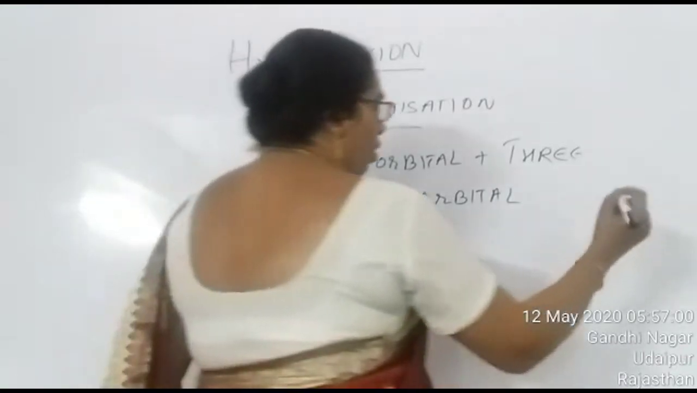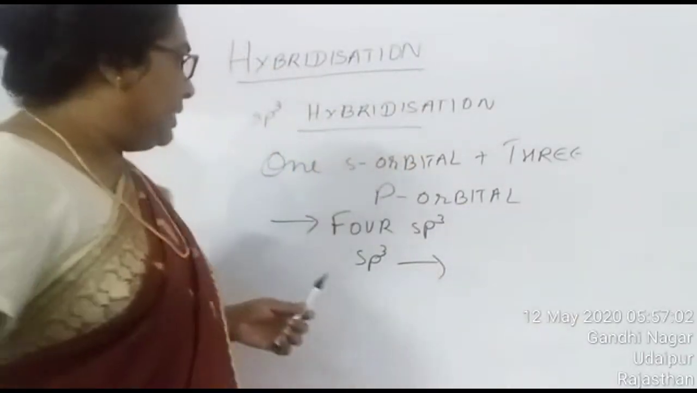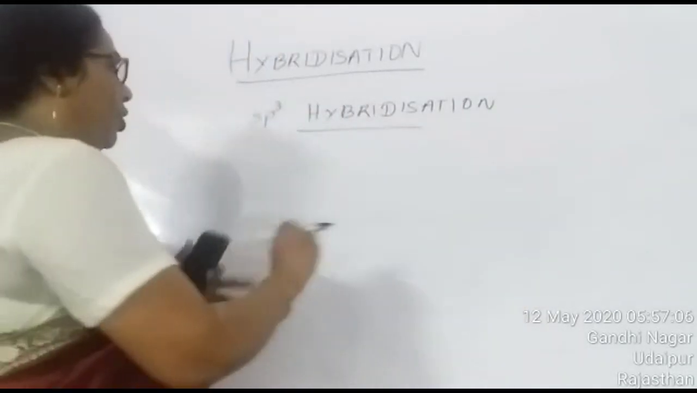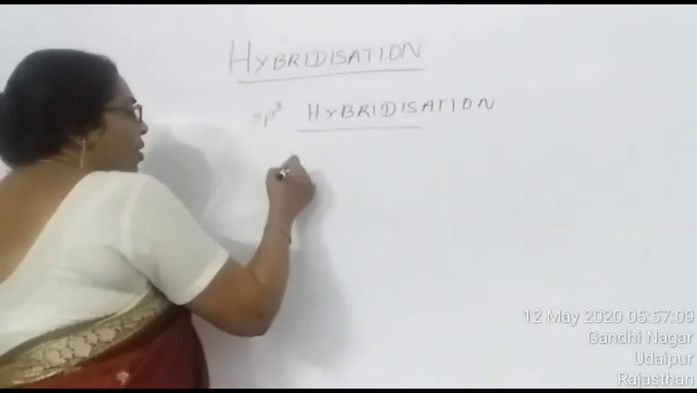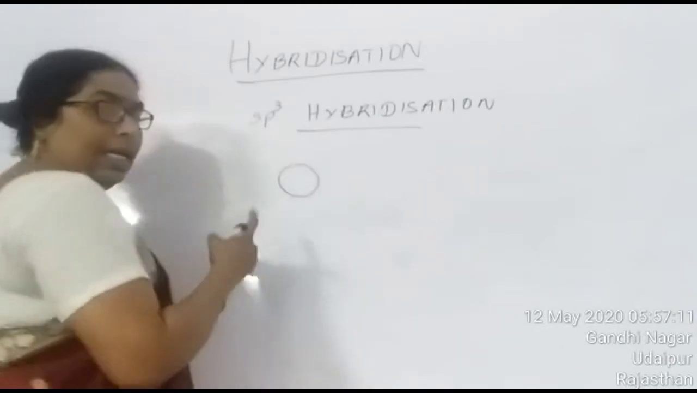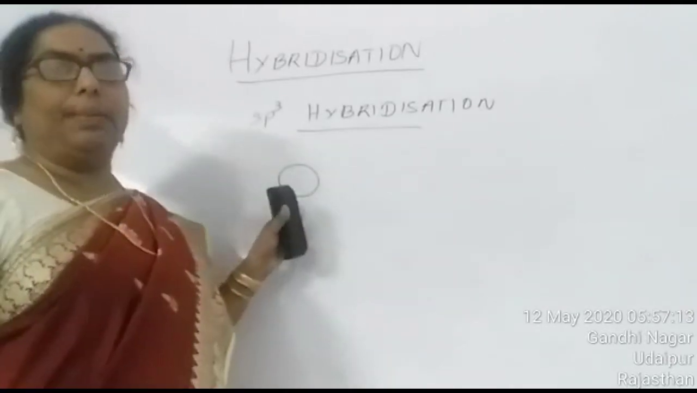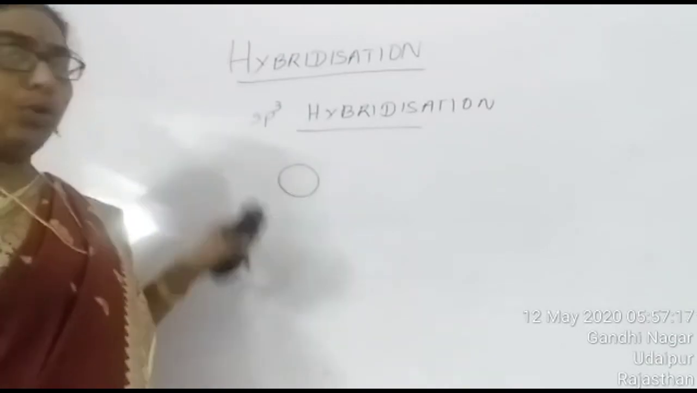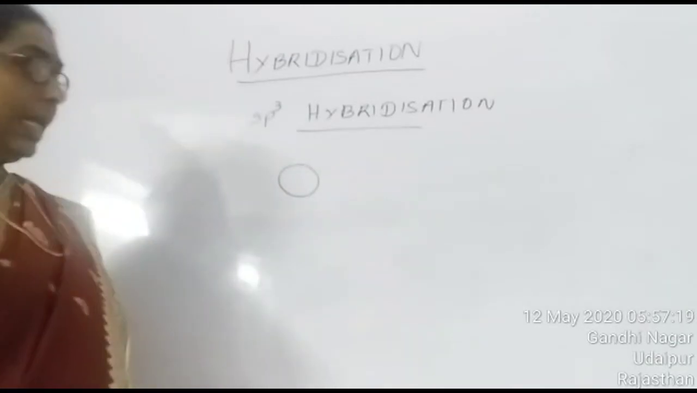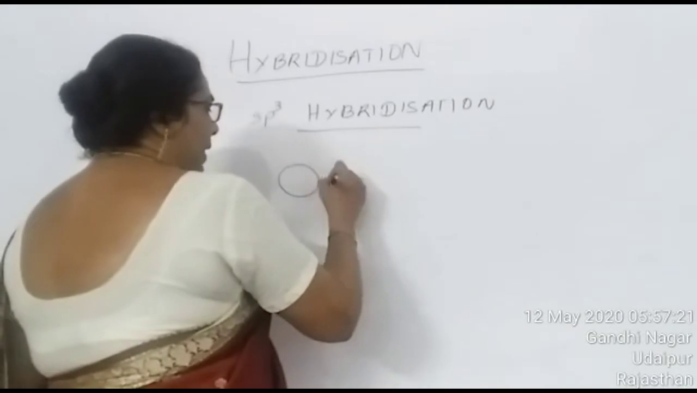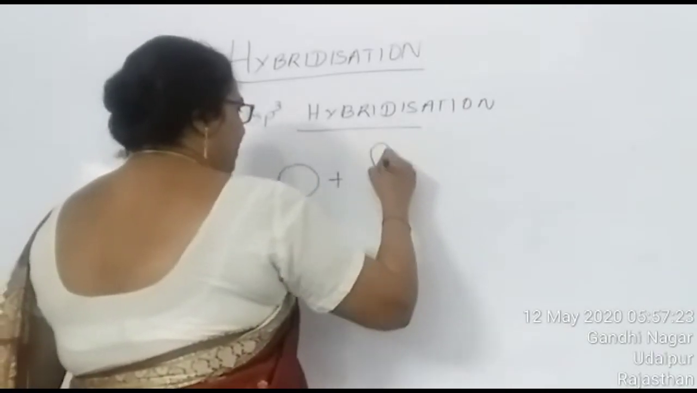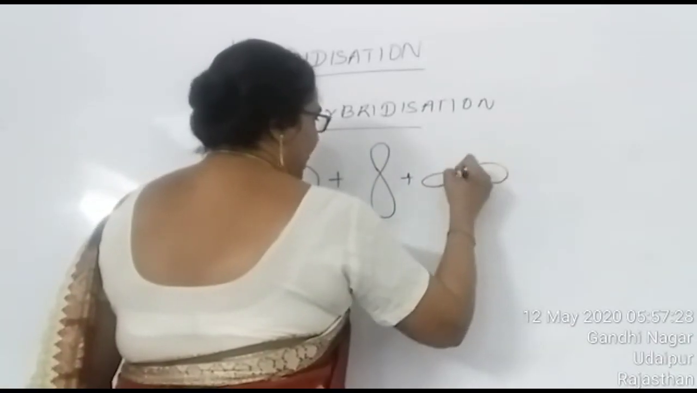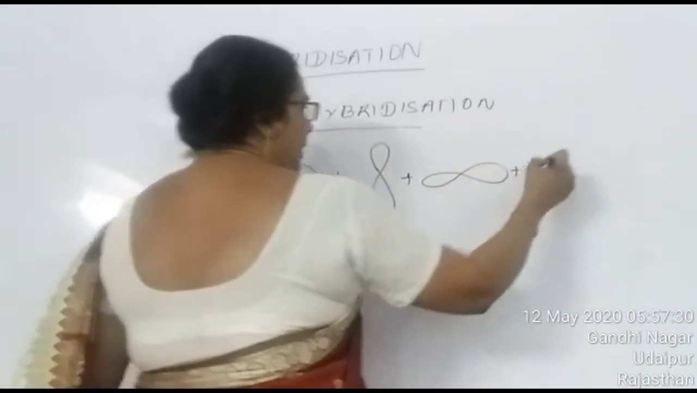Let us represent the same thing diagrammatically. Here it involves the intermixing of one s orbital. You have studied the shapes of orbitals in the second chapter, structure of atom, so you know the s orbital is spherical in shape. It undergoes hybridization with three p orbitals. Let us consider all three p orbitals, that is py, px and pz.